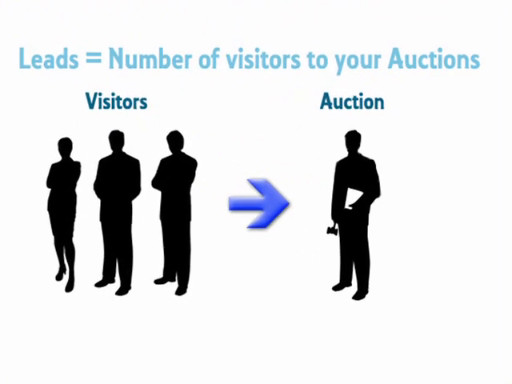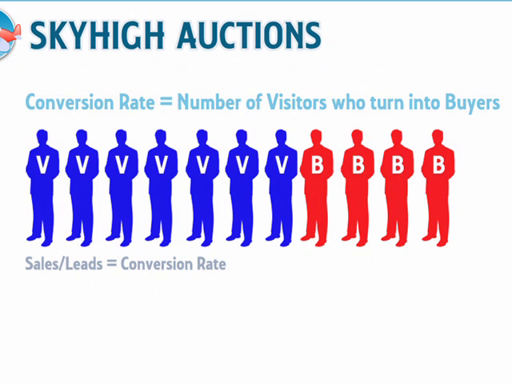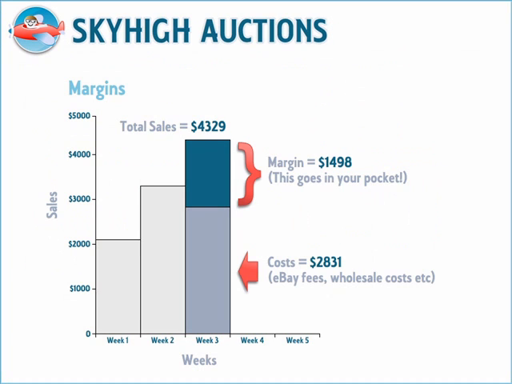So, your leads are the number of people who visit your auction. Your conversion rate is the percentage of visitors who actually buy something. And your margins are the profit that is left over after you have taken out all of your costs in acquiring and listing the items. Bear in mind that on eBay, your costs will also have to include eBay listing fees, PayPal fees, and any other overheads you may have. So these all have to be taken into consideration when working out your margins.